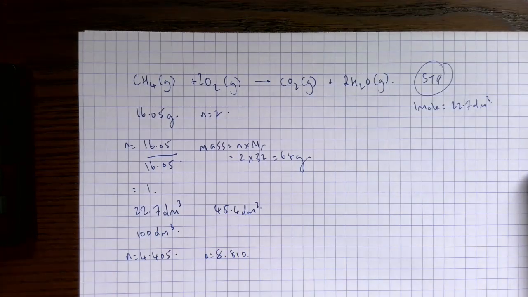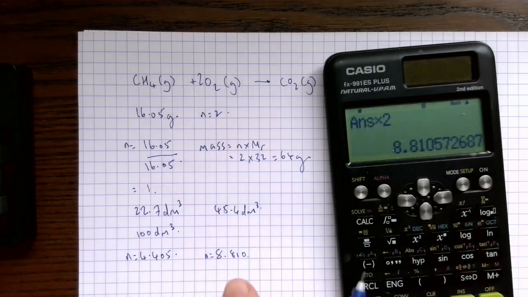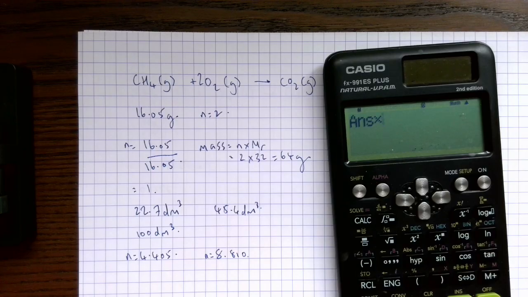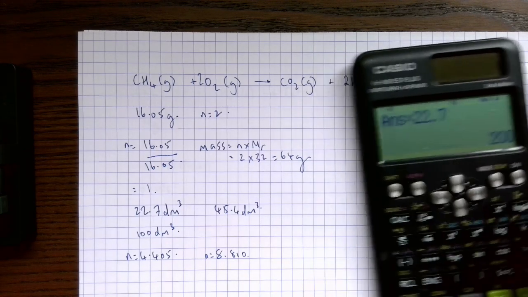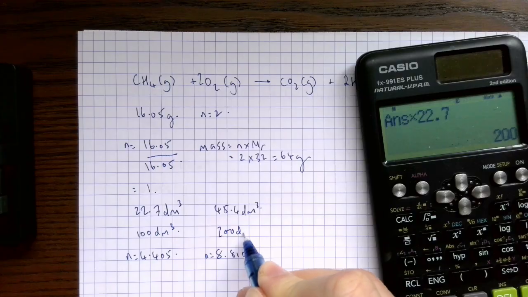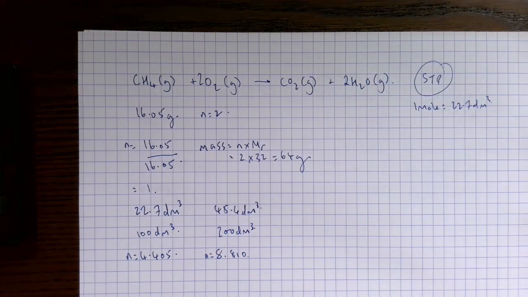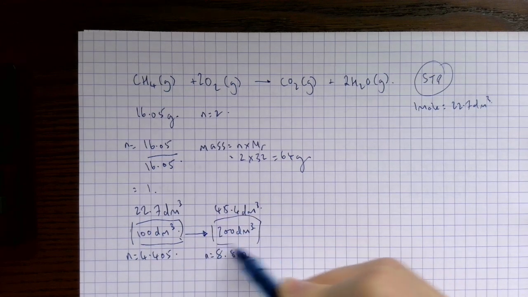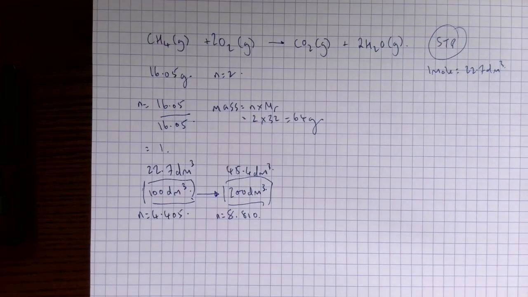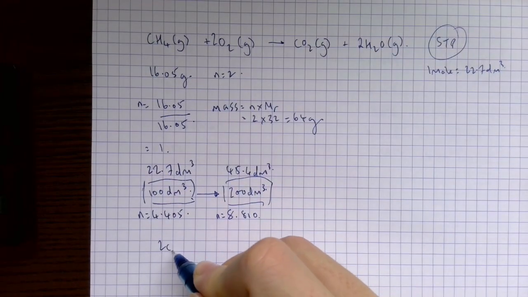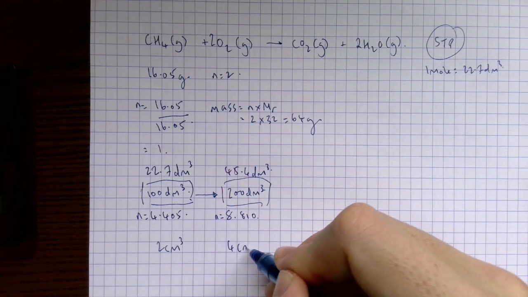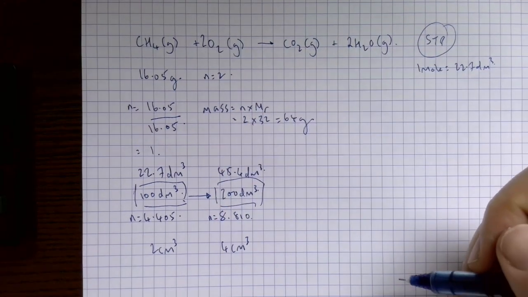Because if 1 mole is 22.7, then 8.810 is going to be, oh, look at that, 200. What a surprise. So the point that I'm trying to make here is that when you're dealing with volumes of gases, you just treat this volume directly as a mole quantity. So I don't need to do it at all. So if I had 2 centimeters cubed of methane, I would need 4 centimeters cubed of oxygen. I don't need to do the mole part at all.